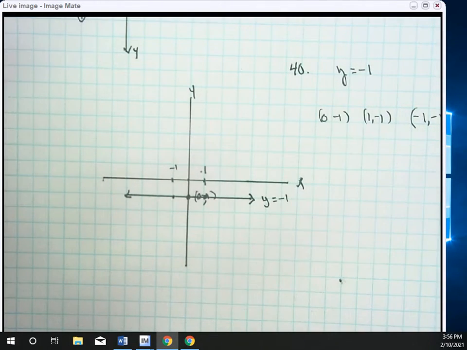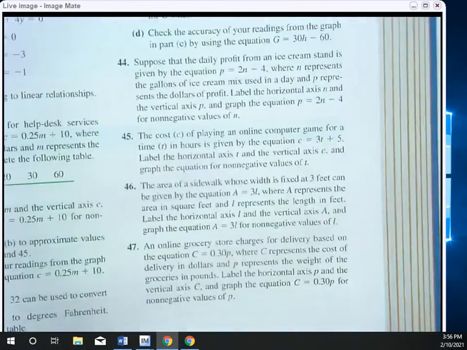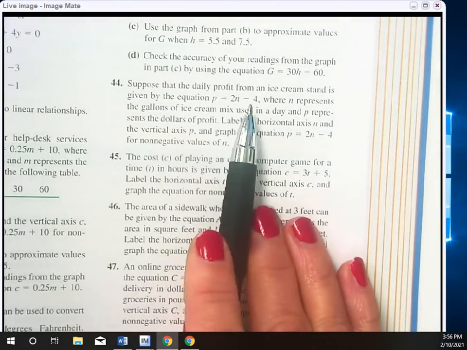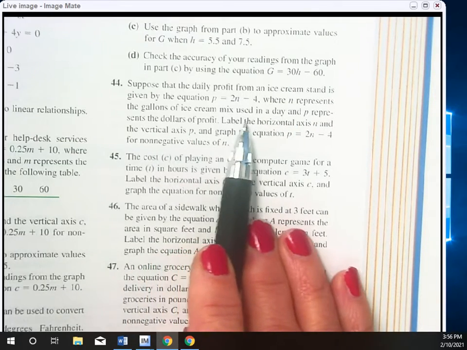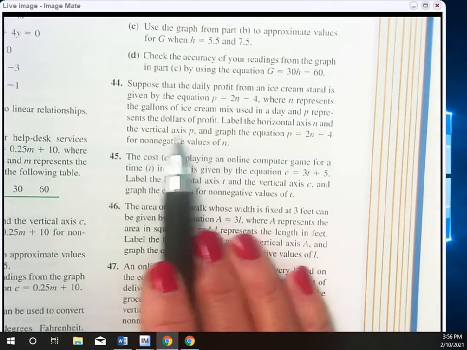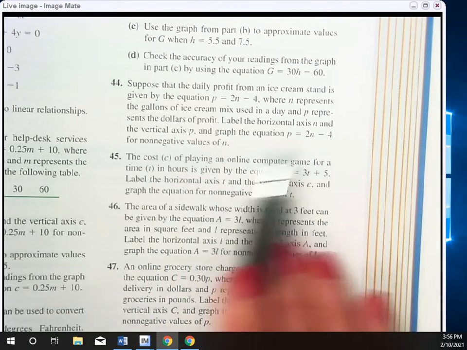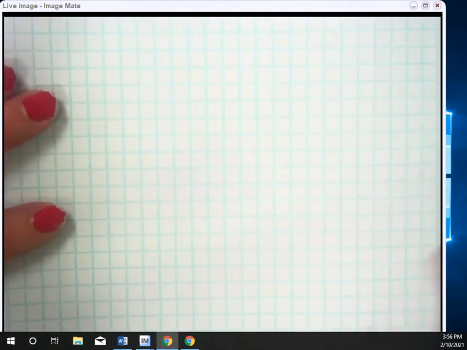Applying graphing to linear relationships, if you have word problems, in particular in my classes, we have these word problems. Word problems are nothing to be afraid of. Look at problem 44. Suppose that the daily profit from an ice cream stand is given by this equation, where N represents gallons of ice cream mix used in a day, and P represents dollars of profit. Label the horizontal axis N and the vertical axis P. Okay, they just told you what to do.